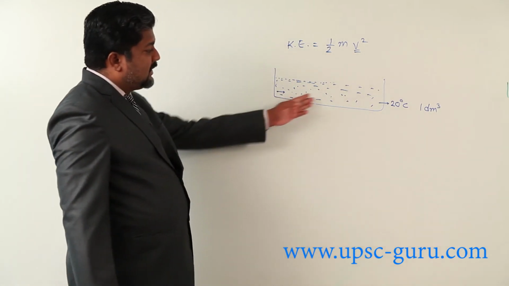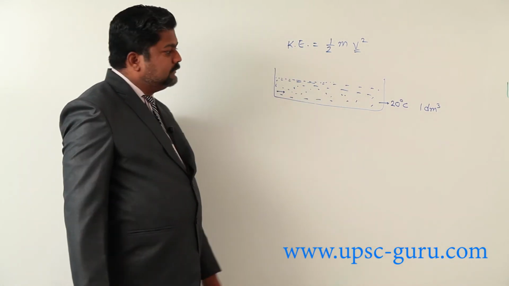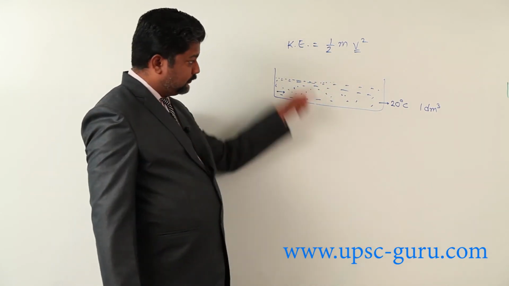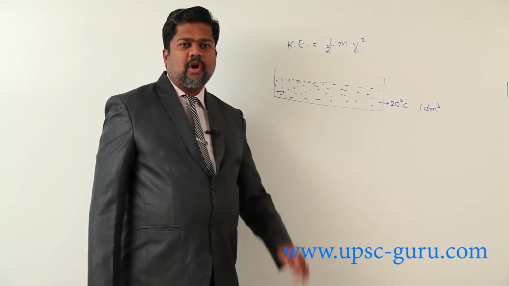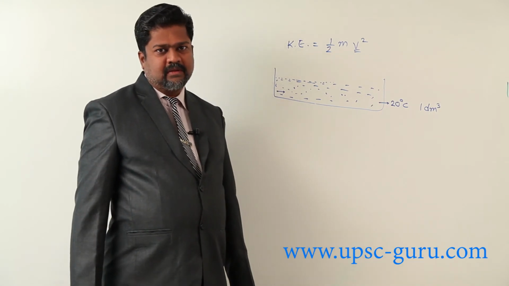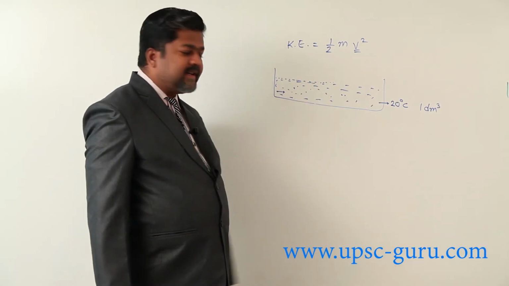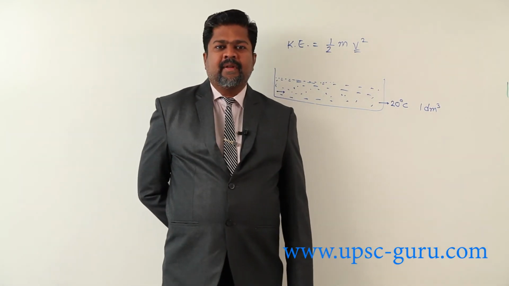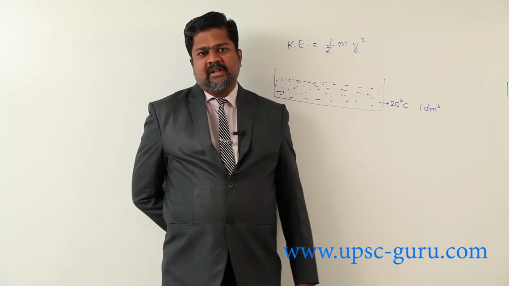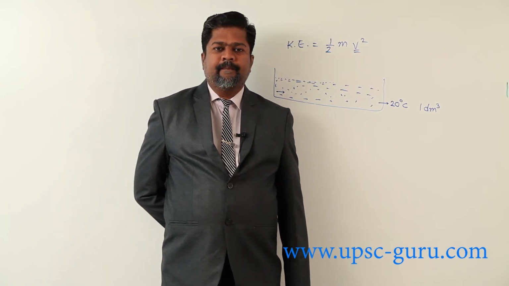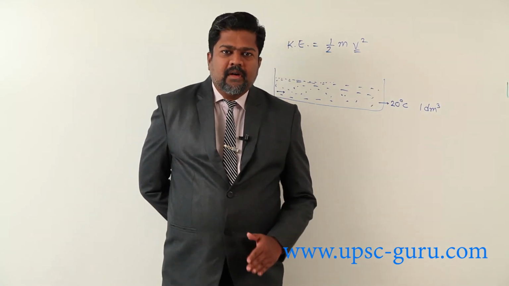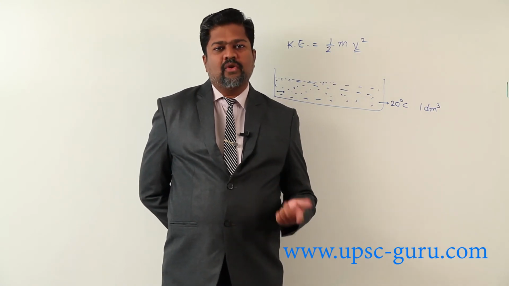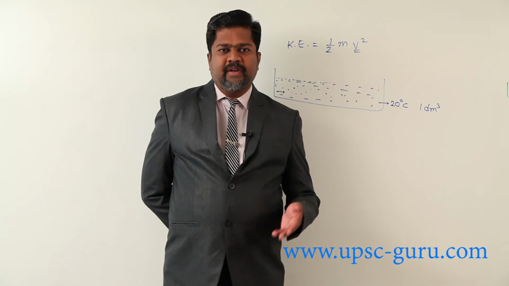Now here I am considering this 1 decimeter cube of water at 20 degrees Celsius. I am adding common salt to it. A little bit, a pinch of common salt is added and stirred. On stirring, this salt will disappear in the water. Now where exactly does the salt go? We say it is dissolving in water.